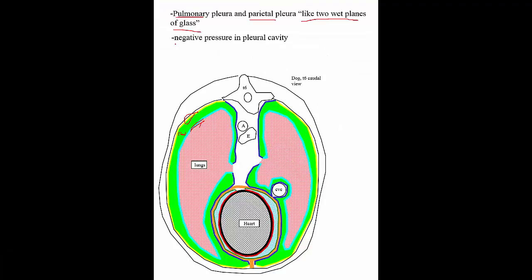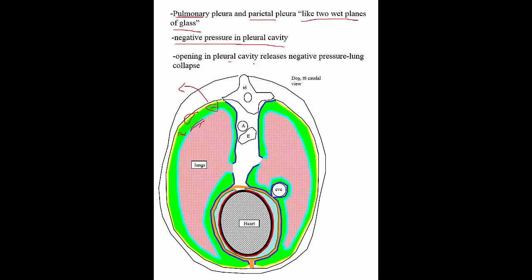So the other important point too is that within the pleural cavity there is a negative pressure. Okay, so inside the pleural cavity relative to the outside atmosphere there is a negative pressure, and that also helps keep the lungs up against the inner costal wall and the diaphragm and the mediastinum.